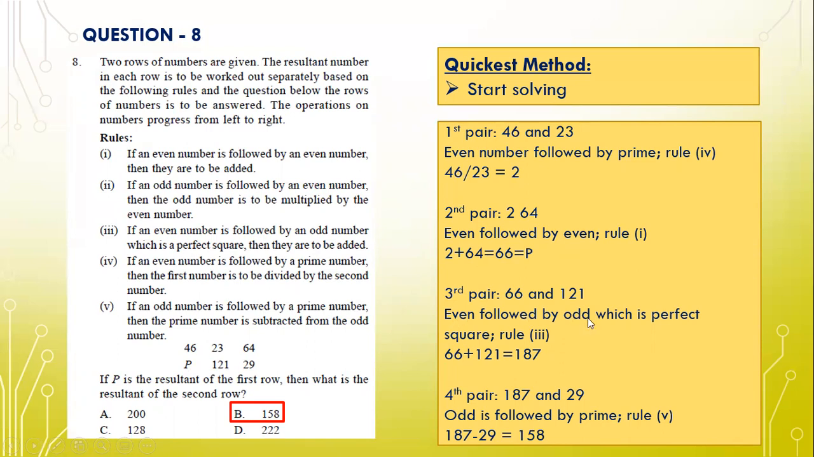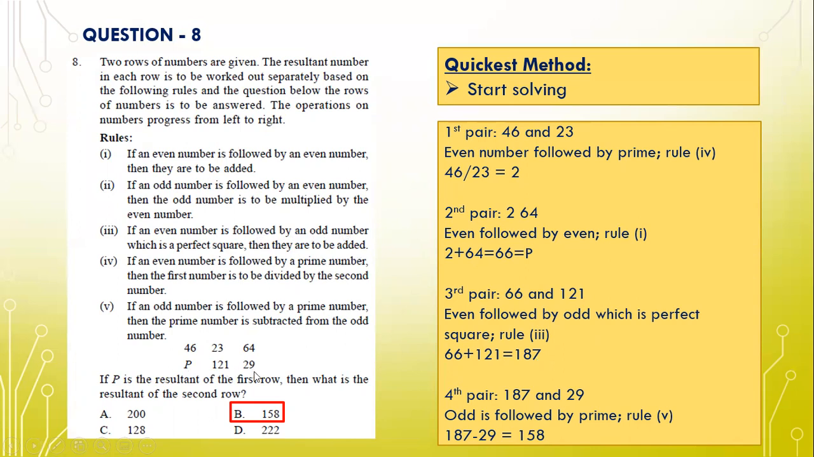Even number followed by odd, which is a perfect square. 121 is a perfect square. It is the square of 11. So rule number 3, if even number is followed by odd number, which is a perfect square, they are to be added. 66 plus 121 is 187.